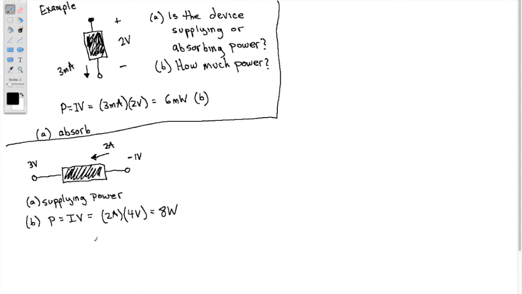Now, you say, should I put negative there? Well, we already answered the question that it's supplying power, so you can leave off the negative sign and say it's supplying 8 watts. Or you could just algebraically say -8 watts. Either way is fine.